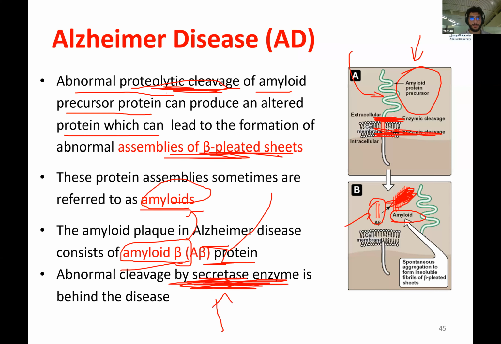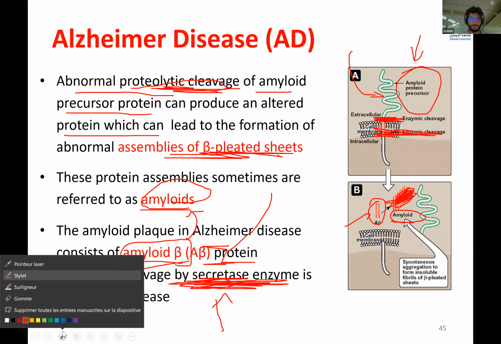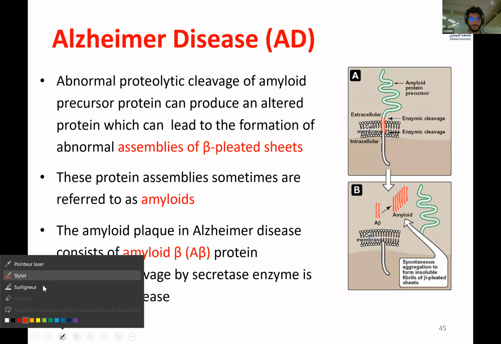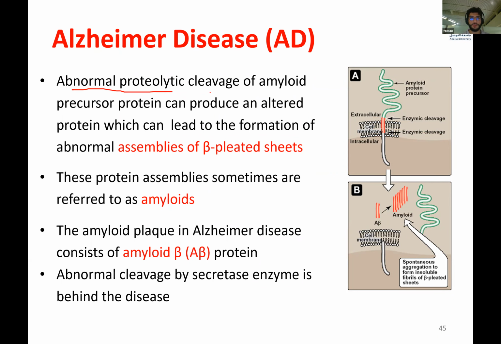So again, Alzheimer's. What happens is, for some reason, you don't need to know why, there's a problem with this enzyme right here. Normally it cuts the protein. There's a protein that's just hanging there, and we cut it to get more protein. What happens is, for some reason, this enzyme, instead of cutting over here, it cuts over here.